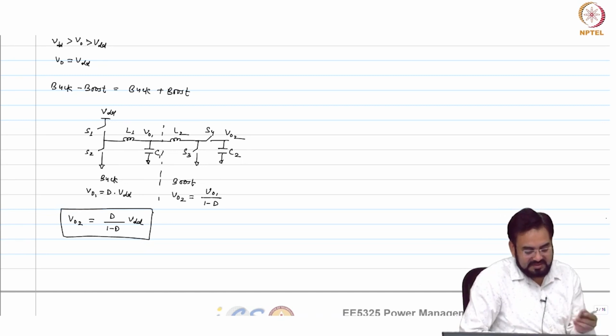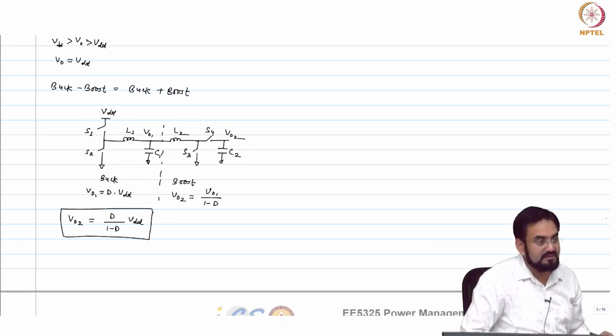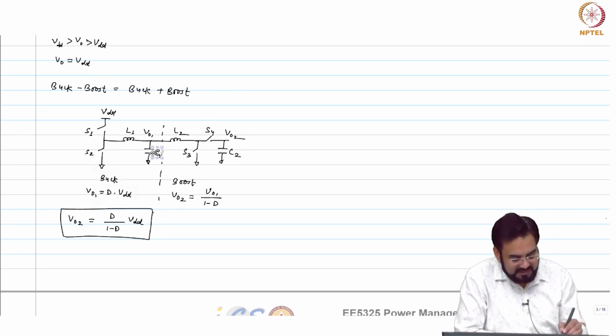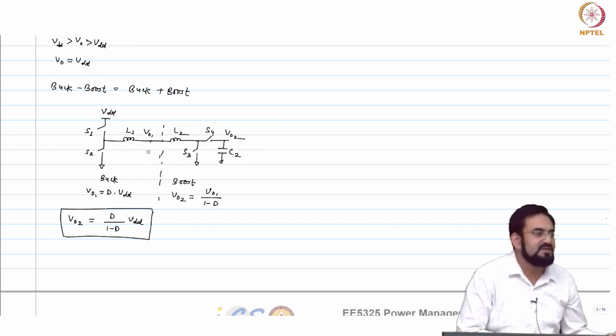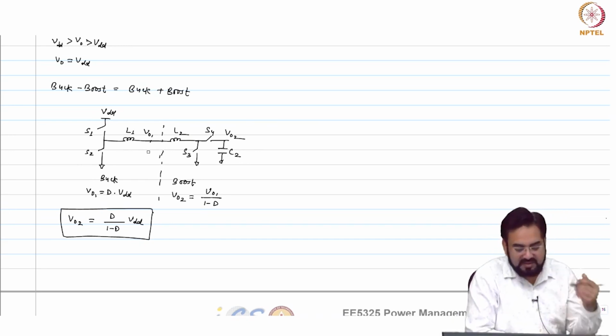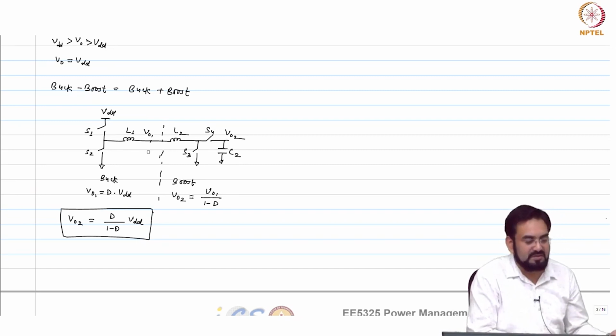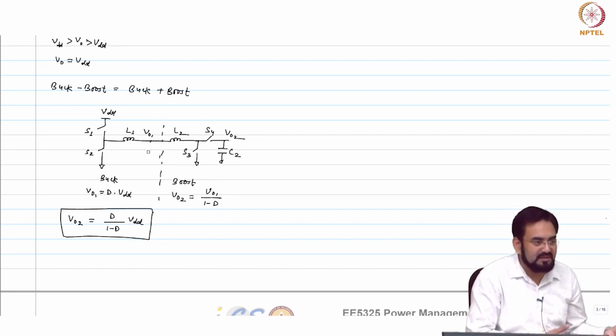So what is this capacitor doing, C1? Do we really need this? We need to simply transfer the charge from one side to the other side, and the inductor very well can do that. So why do we need to store at C1? It's not required. If I remove this, it will do the same job. Ultimately, I am only interested in VO2. I am not interested in VO1 at all. Then I can remove that cap.